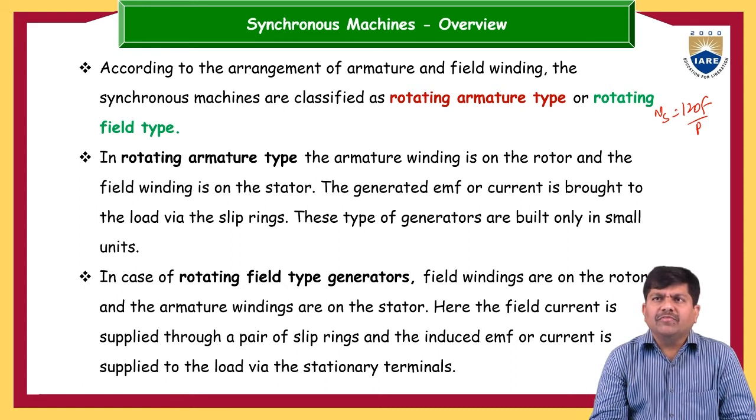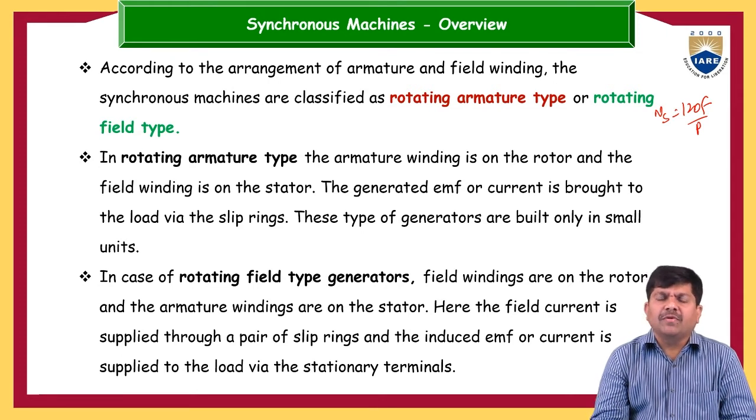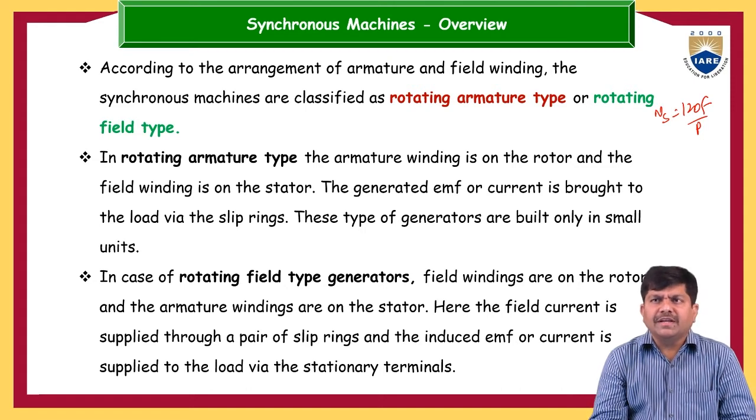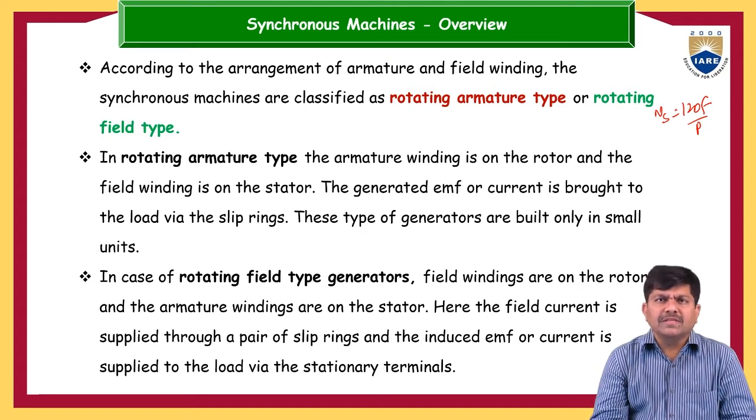The generated EMF or current is brought to the load via the slip rings. These types of generators are built only in small units. In the case of rotating field type generators, these are used in larger power rating applications, and the induced EMF will be generated. Slip rings are also not required for collection.